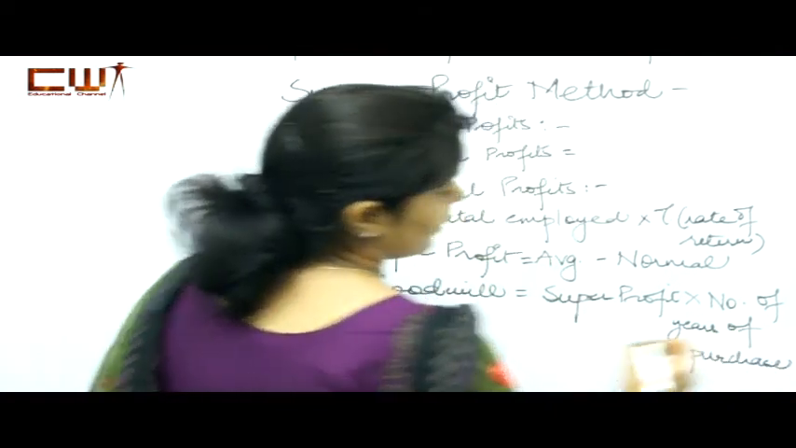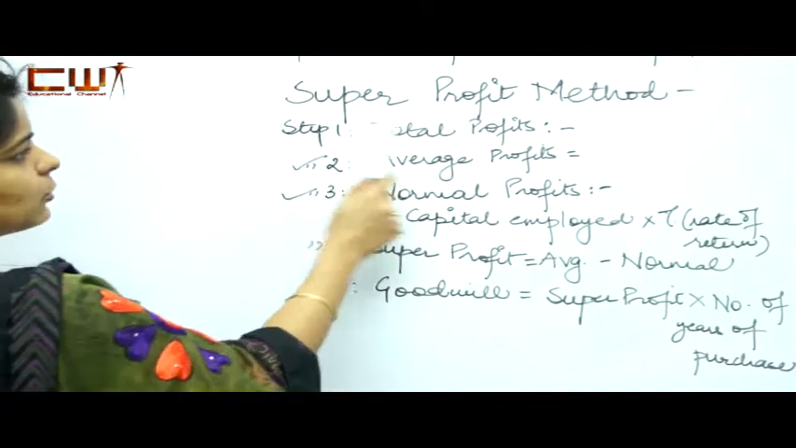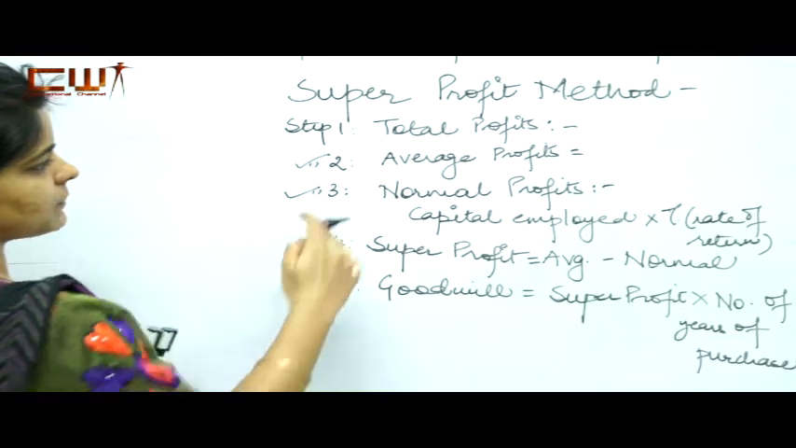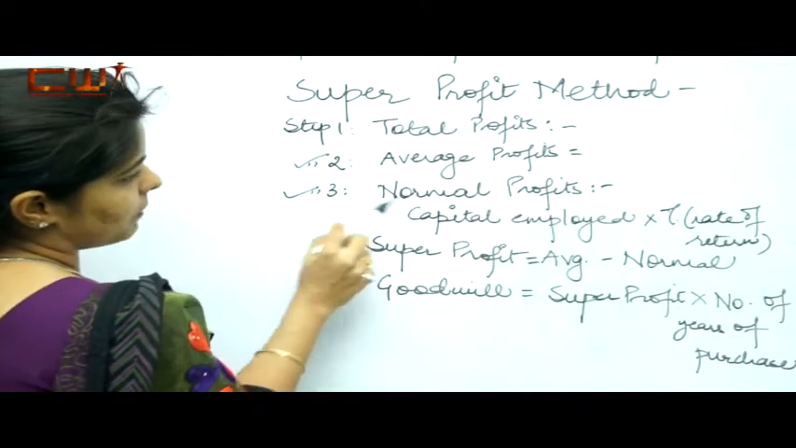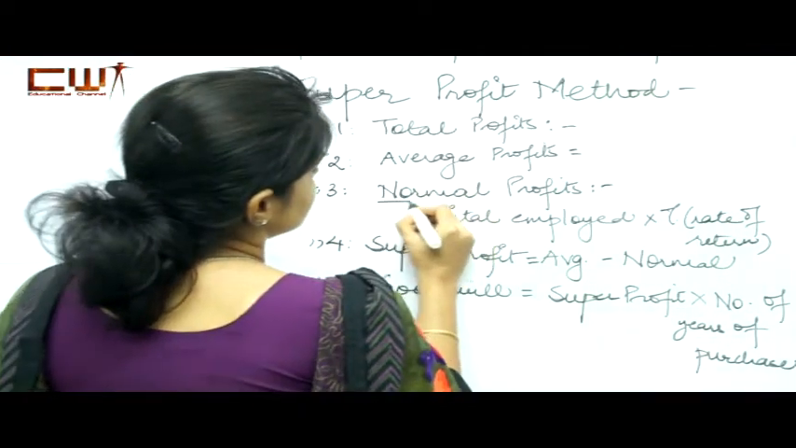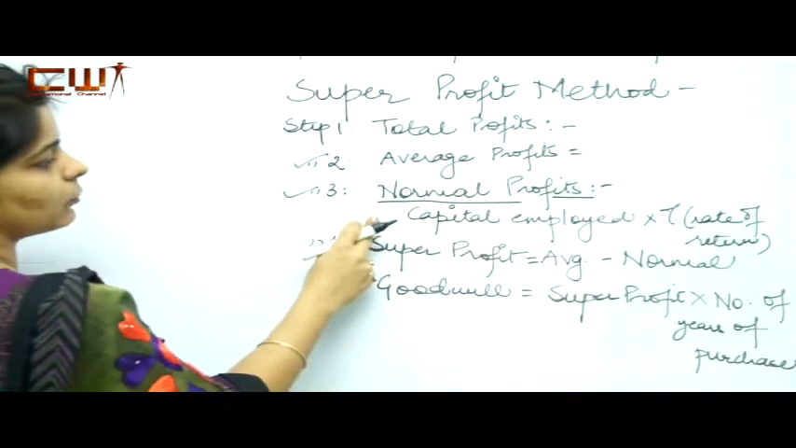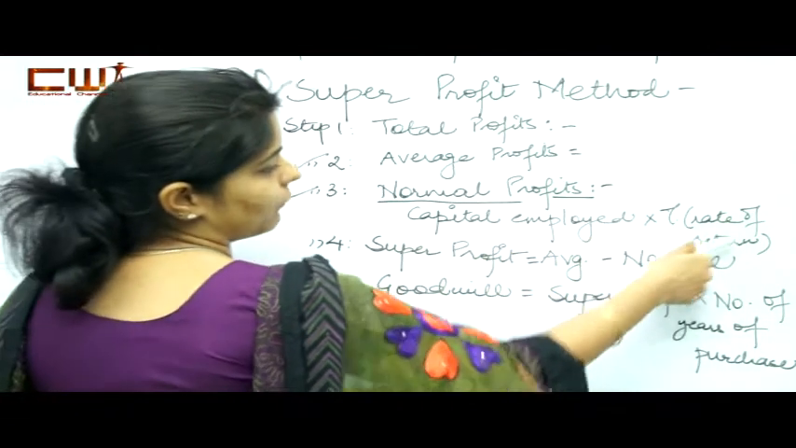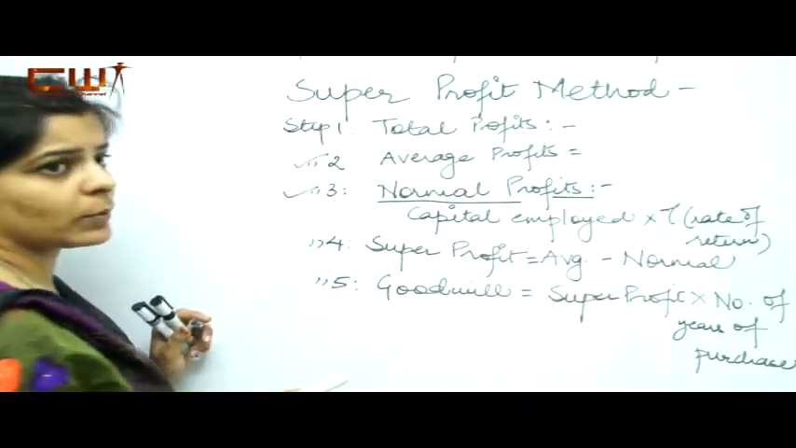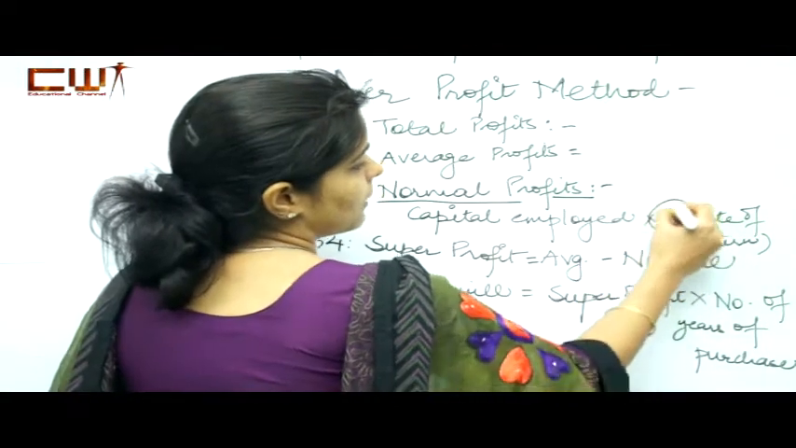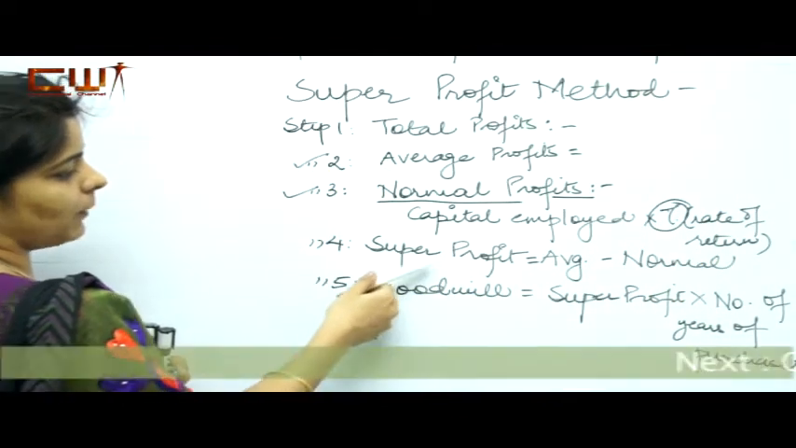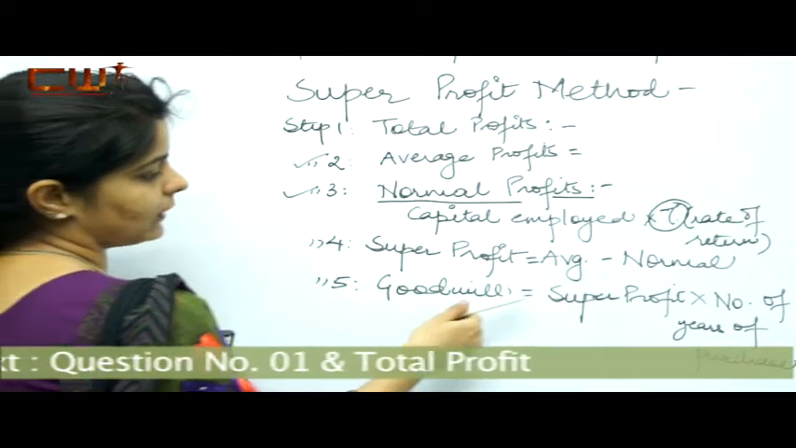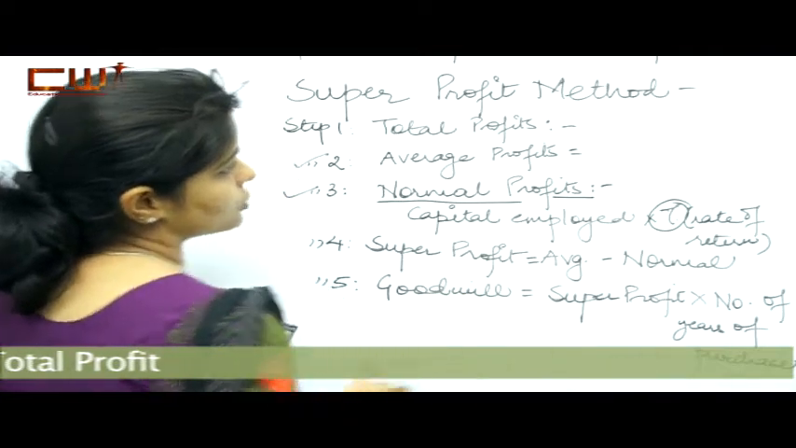Okay, this is how you find the super profit. First, you find the total profit, as we did in the last method. Second step is finding the average profits. Third step is finding the normal profit. See, this is a new thing. Please learn how to find the normal profit: capital employed, which is given in the question, into the rate of return. Rate of return will also be given in the question, in percentage form. Then you will find the super profits, that is average minus the normal profits. Finally, you will find the goodwill, that is super profit into the number of years of purchase.